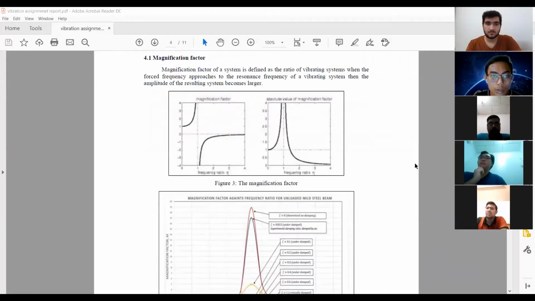Okay, next for the magnification factor. As you can see in the report, the magnification factor of a system is defined as the ratio of the vibrating system's response when the force frequency approaches the resonance frequency of a vibrating system.